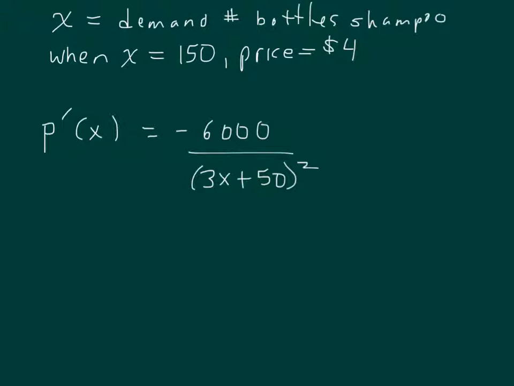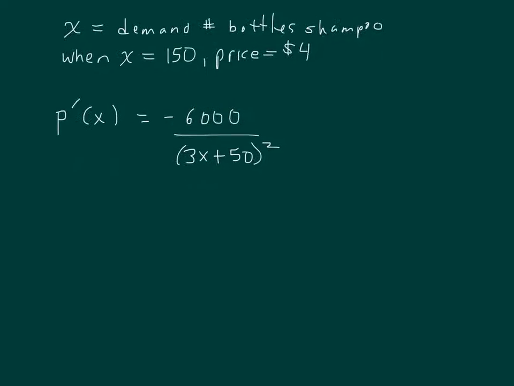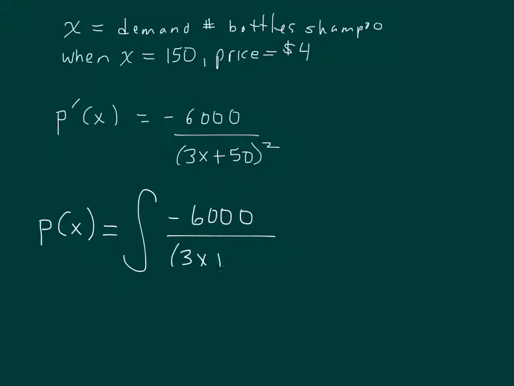Well, let's do this first. So the first thing we need to do is find our price function, which is the P of x, and you find that by finding this antiderivative over (3x + 50) squared dx.